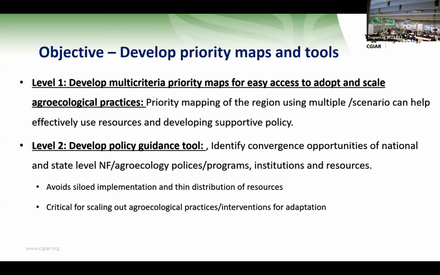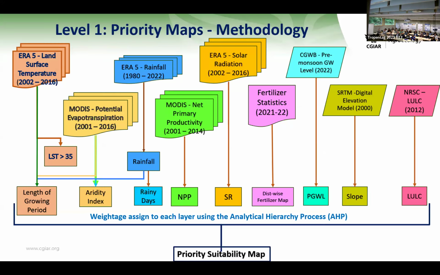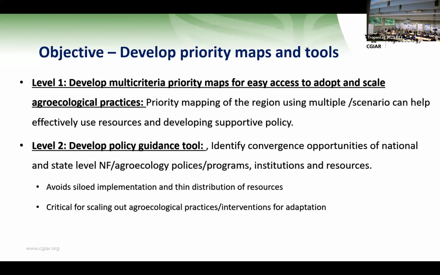Within this, we developed two outputs. One is a national level map, which will tell you where these regions are. The second is a policy guidance tool which helps all the stakeholders focus the budget and available resources on the right regions. It helps avoid siloed implementation and thin distribution of resources, and it's critical for scaling out agroecological practices. As I mentioned, there are two levels of maps. One is the India level map.